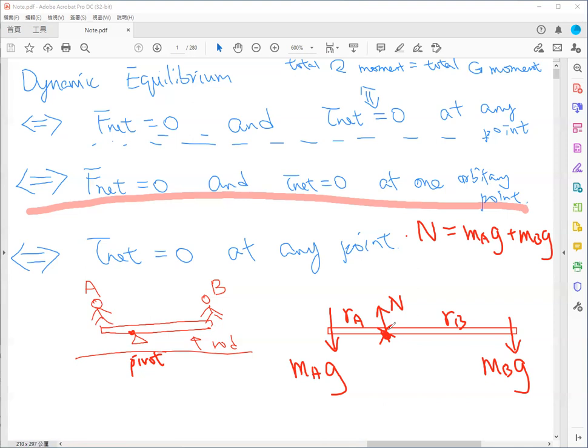Then because the rod is in equilibrium, the net moment is zero. That means the total clockwise moment, mBg times the distance rB, equals the force mAg times the perpendicular distance rA. You can cancel out the g, and then obviously, because rA is smaller than rB, therefore mA is larger than mB. Okay.